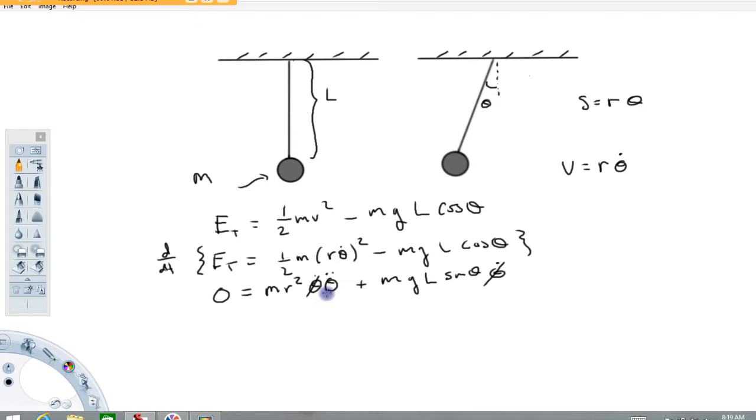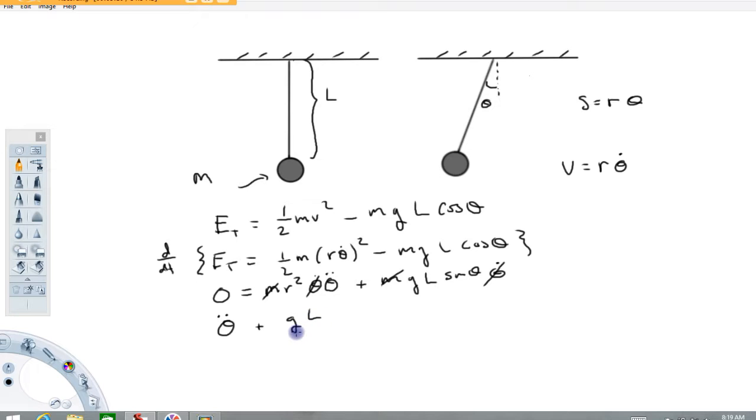Here's our second derivative here. So in differential equation theory, it's very common to write the highest derivative first with a 1 in front of it. So what I'd have to do is divide by mr squared. So this is now going to read theta double dot plus, let's see, dividing by mr squared, these are going to go away.